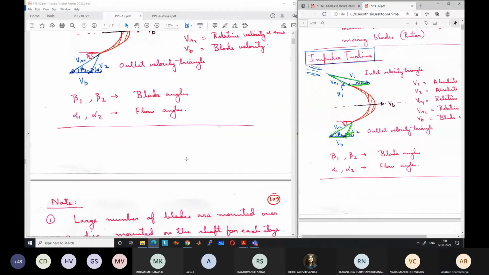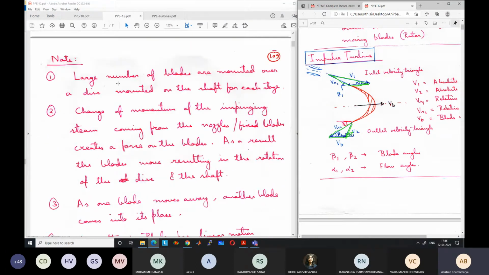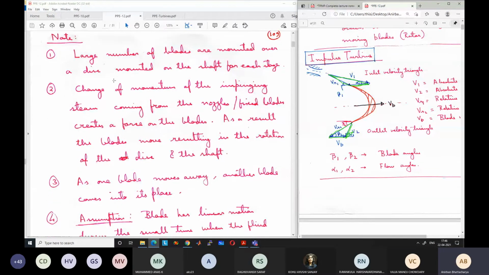I have summarized a few of the things that we have discussed till now. A large number of blades are mounted over a disc mounted on the shaft for each stage. I have just summarized this so that when you read later you can recall the information. The change of momentum of the impinging steam coming from the nozzles or fixed blades. Nozzles are also called fixed blades in case the passage area does not change. We will come to that also later.